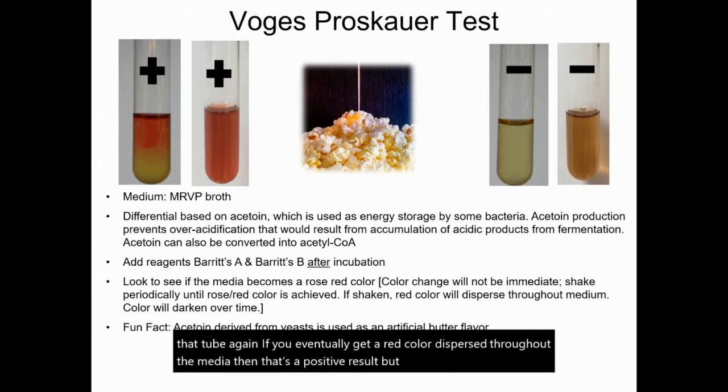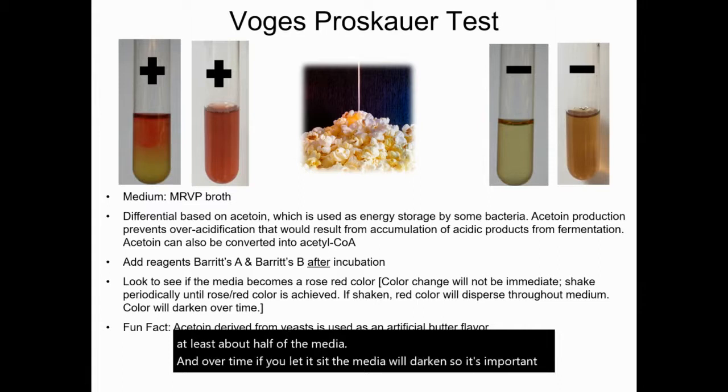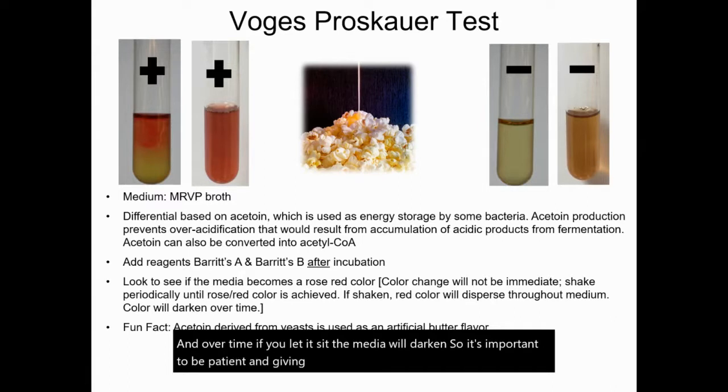But notice in the picture, you see two different positive tubes. Sometimes the red won't completely disperse throughout the tube, and that's perfectly fine. Other times it will. It just depends, okay? But it is going through at least about half of the media. And over time, if you let it sit, the media will darken. So it's important to be patient in giving it up to 30 minutes to change colors, but you don't want to wait hours because eventually the reagent will cause the media to darken no matter what. So you don't want to get a false positive there.